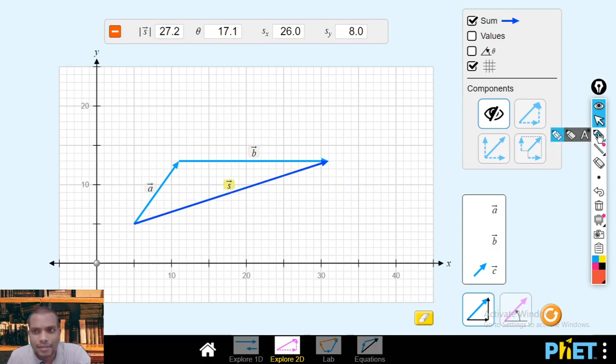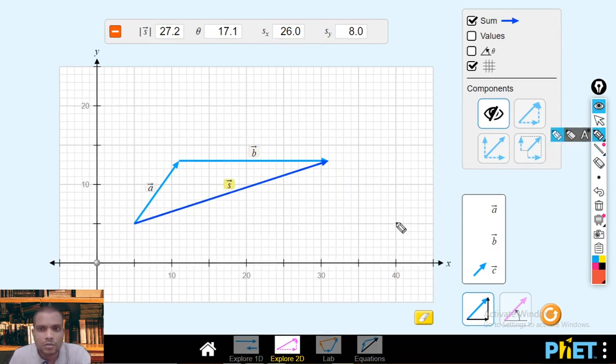Now we can write that s equal to a bar plus b bar. This is how we can add the vectors.